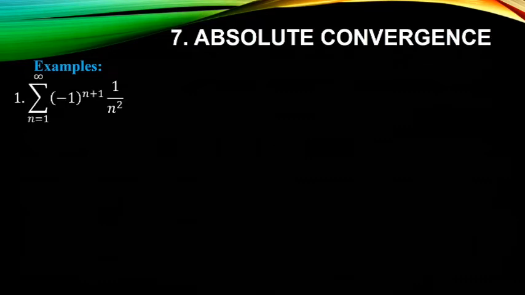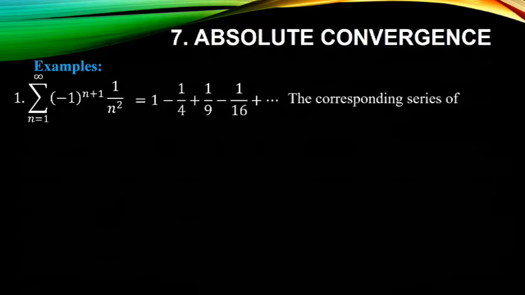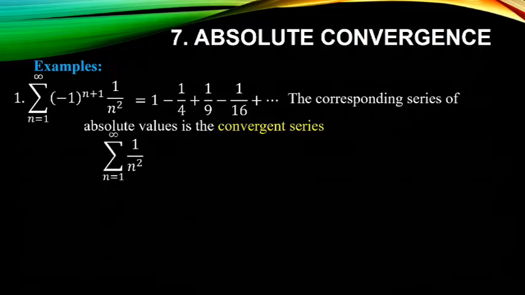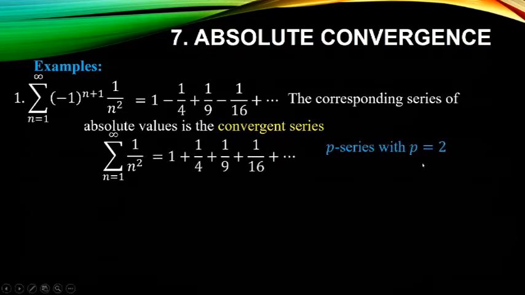Examples. The summation of the alternating series (-1)^(n+1) times 1 over n squared, from 1 to infinity, is equal to 1 minus 1/4 plus 1/9 minus 1/16 plus, and so on and so forth. The given series has corresponding absolute values that form a convergent series, that is, the summation of 1 over n squared. Taking the absolute values just removes the negative signs, so this is a positive series. It is a P series with P equal to 2, which is greater than 1, and by the P series test, that is a convergent series.